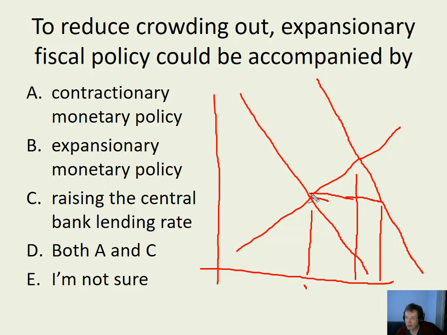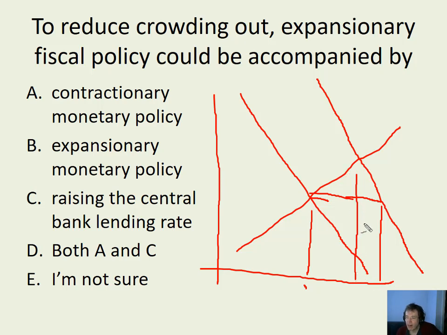But because of crowding out, the interest rate rises. So you only get to here. And this difference that you don't get is because of crowding out. Because the interest rates have gone up, that means the investment has been cut. So whereas you've managed to boost consumption, you've lost some investment. So that's the crowding out effect.